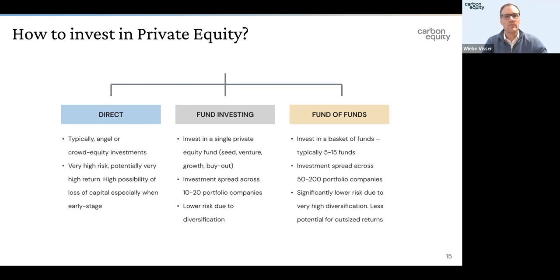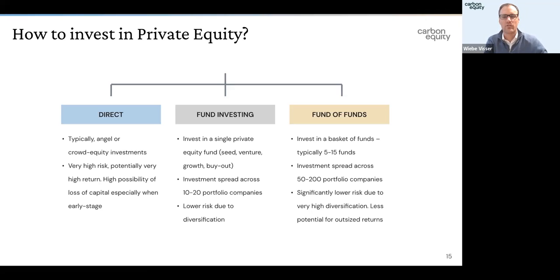A second option is to invest in a private equity fund. Could be a venture capital fund, could be a growth equity fund. But by doing that, you have a diversified portfolio straight away, because a private equity fund typically has somewhere between 10 to 20 underlying portfolio companies in it. And that's very nice, more diversified, therefore lower risk than if you invest directly, but you need to be able to pick the right fund and have access to those funds.